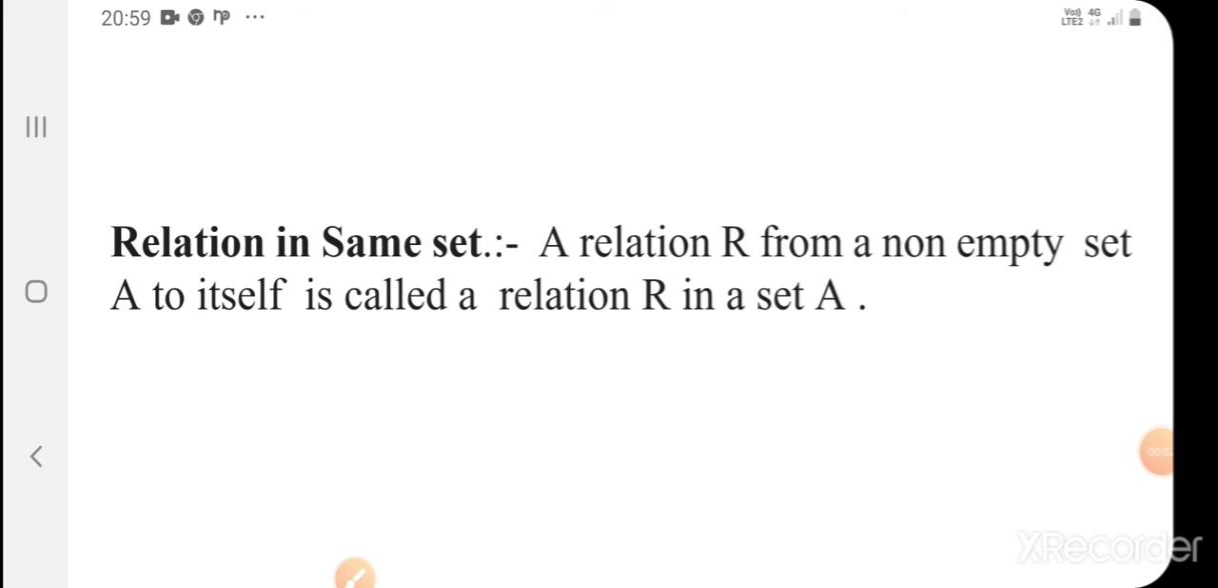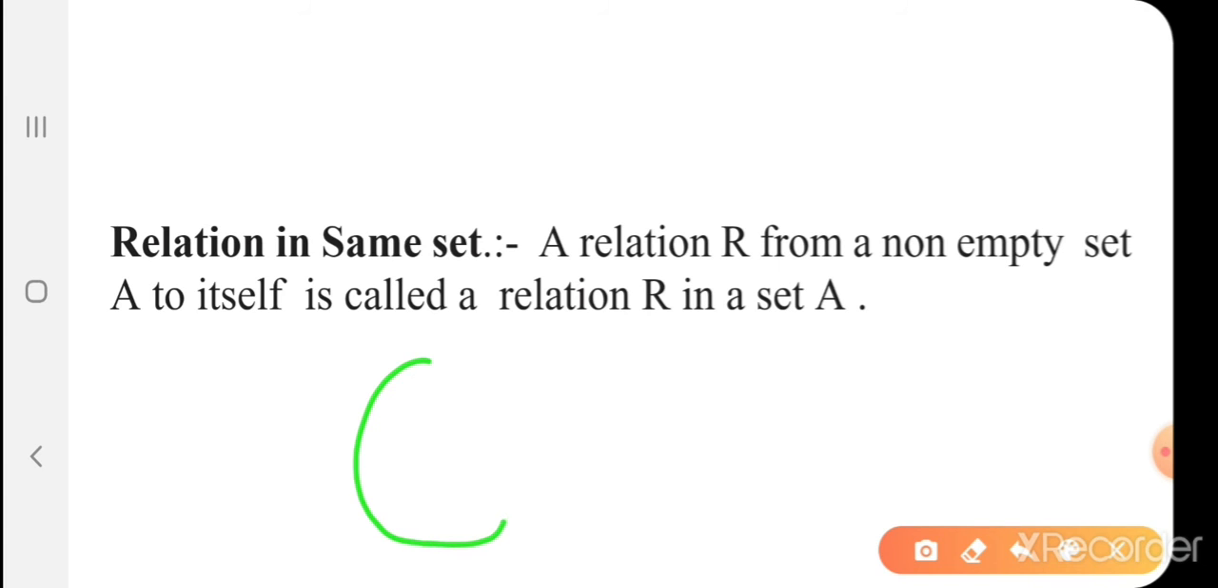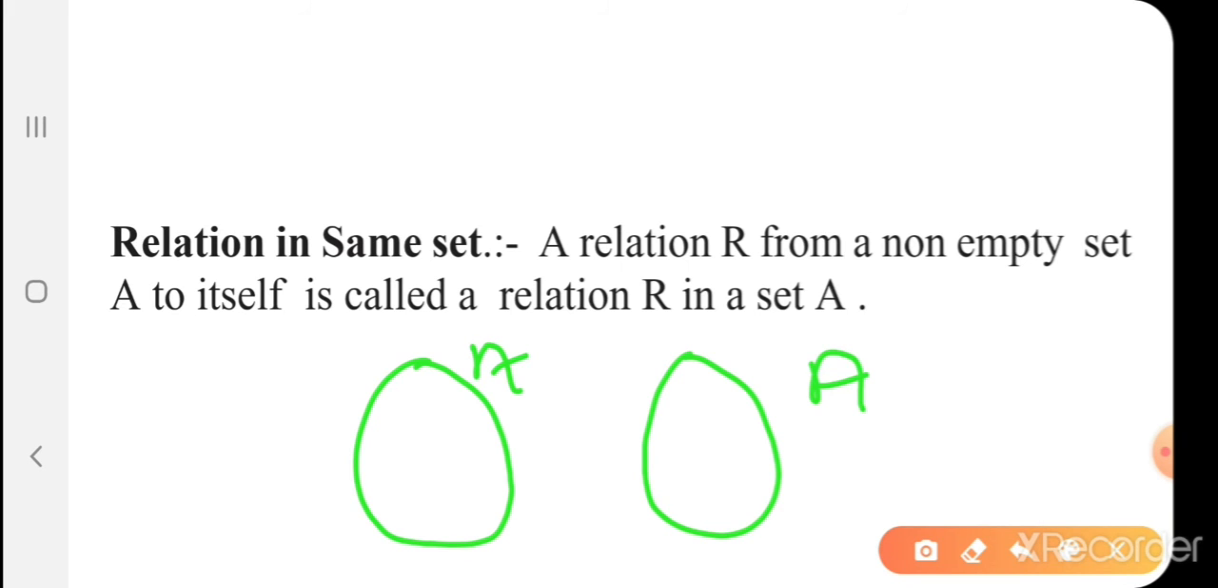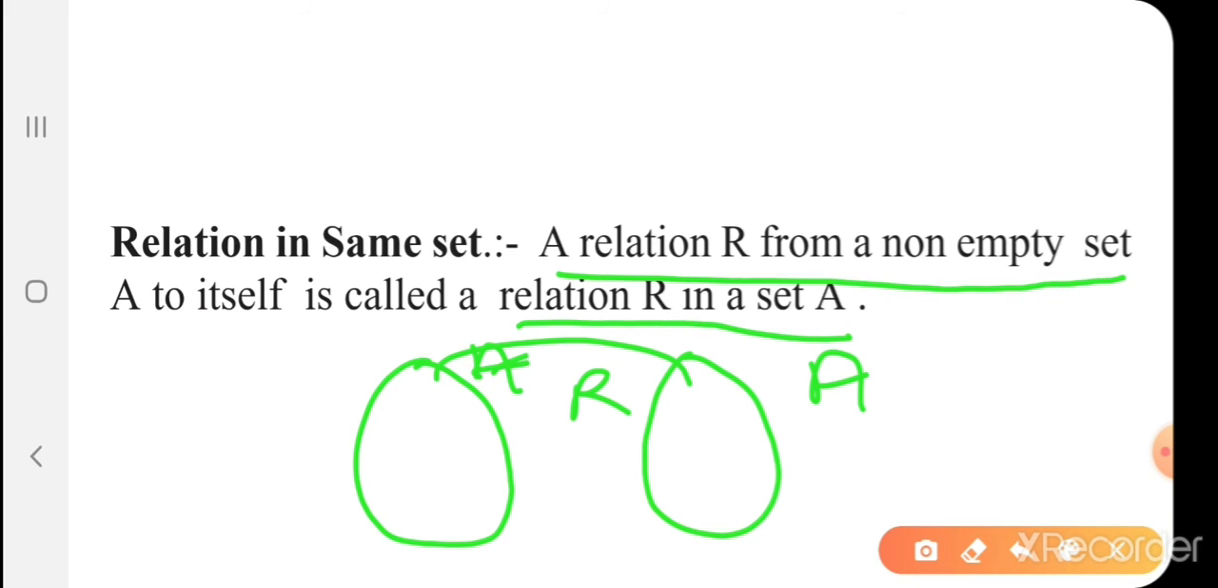Relation in the same set. Previously we discussed relations from a set to another set. Here both sets are the same set. You see, this is set A and this is also set A. The relation from this to this is R. So this type of relation is called a relation from set A to set A, or a relation R in set A. A relation R from a non-empty set to itself is called a relation R in set A.